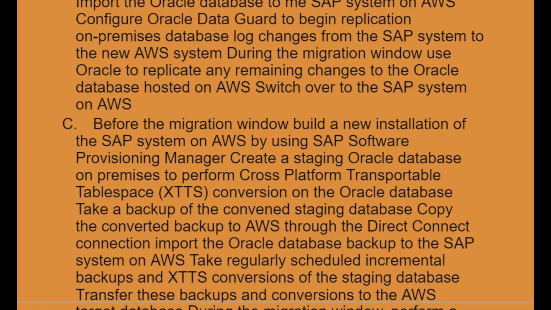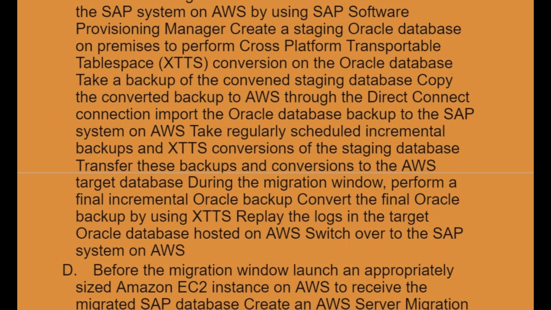Take regularly scheduled incremental backups and XTTS conversions of the staging database. Transfer these backups and conversions to the AWS target database. During the migration window, perform a final incremental Oracle backup. Convert the final Oracle backup by using XTTS. Replay the logs in the target Oracle database hosted on AWS. Switch over to the SAP systems on AWS.